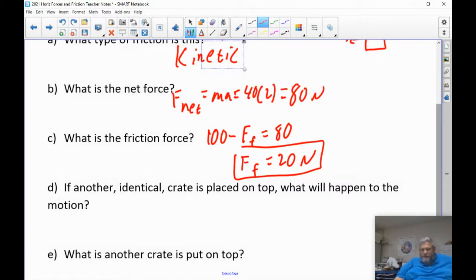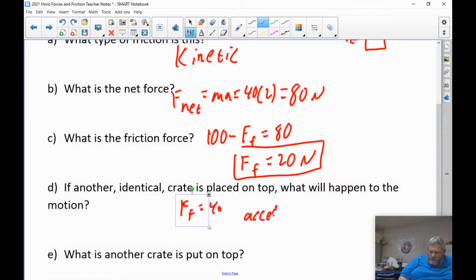If another identical crate is placed on top, what will happen to the motion? Okay, well, if I put an identical crate, that means the force of friction is going to become twice as much. Force of friction is going to become 40. So the acceleration is going to become less. Still going to speed up, but it's not going to speed up as much as it did.